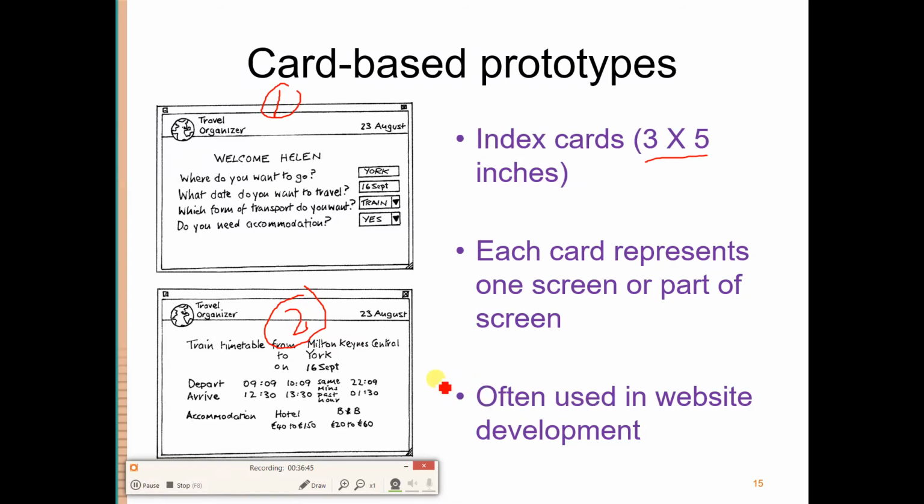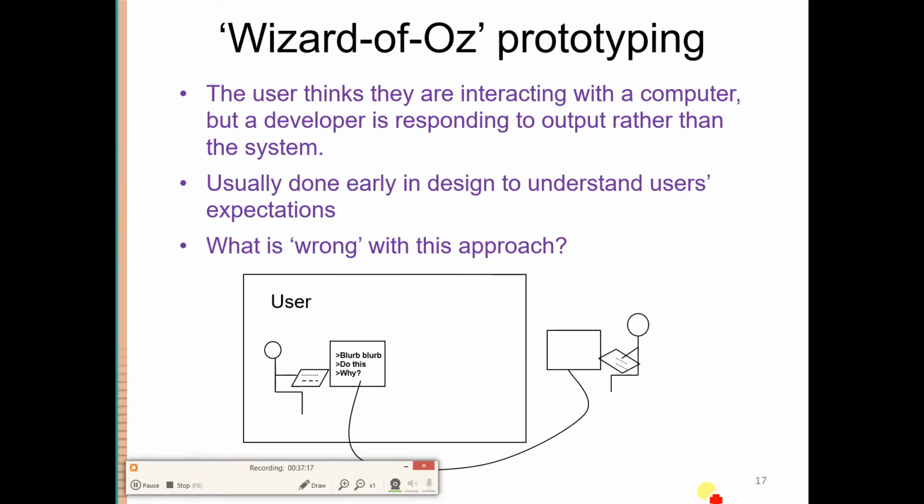Often they are used in website development. Usually in website development we have different pages, so each page can be prototyped on a card, and of course there should be some navigational mechanism: how the user is moving from one page to another page, how they go back to the home page, and how they jump from page to page not in a sequence, but in a random way. So card based prototyping is used in website development.